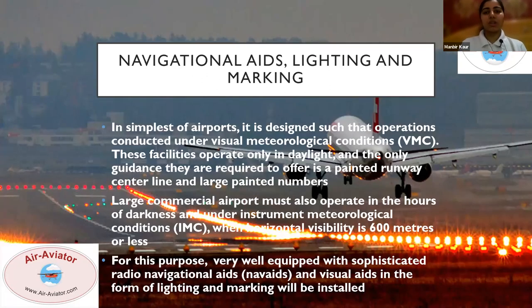Okay, so now we'll look into the navigational aid, lighting, as well as the marking. You must have wondered about that, why the runway has so many different colors of lights in the markings. All of these are done to ensure something which is really helpful for an aircraft to land and take off. If I talk about operating an aircraft in the day and operating an aircraft at night, there is a huge difference.